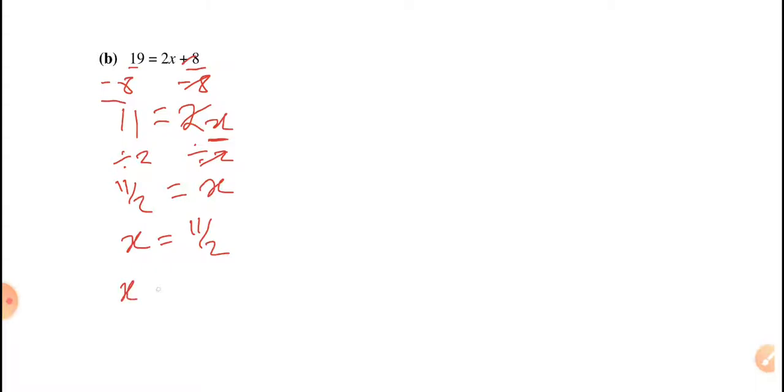So how many times does the 2 go into 11? Well, first of all, we can copy that down. Then how many times does the 2 go into 11? 2 goes into 11 exactly 5 times. So 2 times 5 is 10. So how do you get to 11? The remainder is 1. So the answer is 5 and a half. So you could write x is equal to 5.5 or x is 5.5.